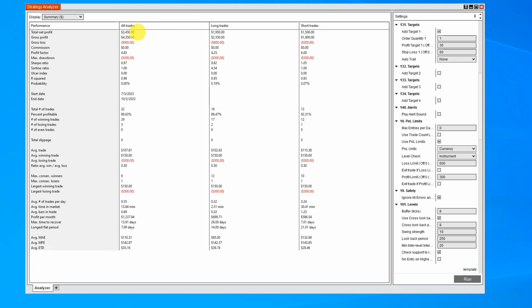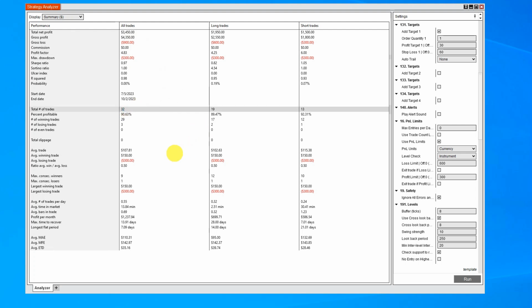Our total net profit now is actually a little less than the just over $5,000 before. Our gross profit before was over 15,000, where now it is only 4,350. Our gross loss before was 9,900, almost 10,000, where now it is $900. And we now have a profit factor of 4.83, which is more than 3 times the 1.53 that we had before. Now, this is derived from taking 4,350 divided by the losses to achieve that number.